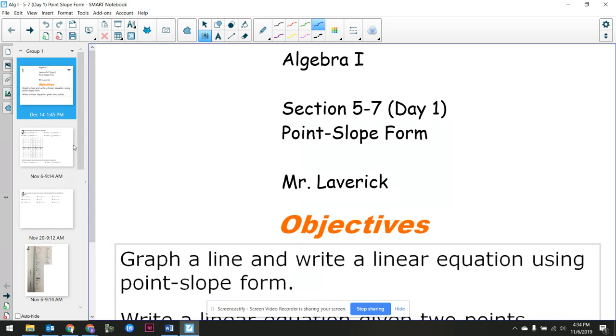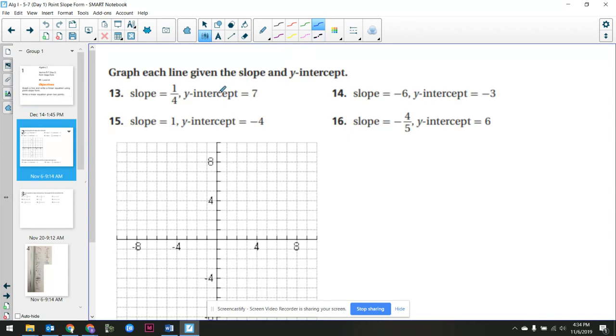Looking at page 338 to 339, 13 to 18, 21 to 31. Okay, so I just want to cover some things on the homework. Make sure you're listening here. It's a good idea to follow along and just check your answers here.